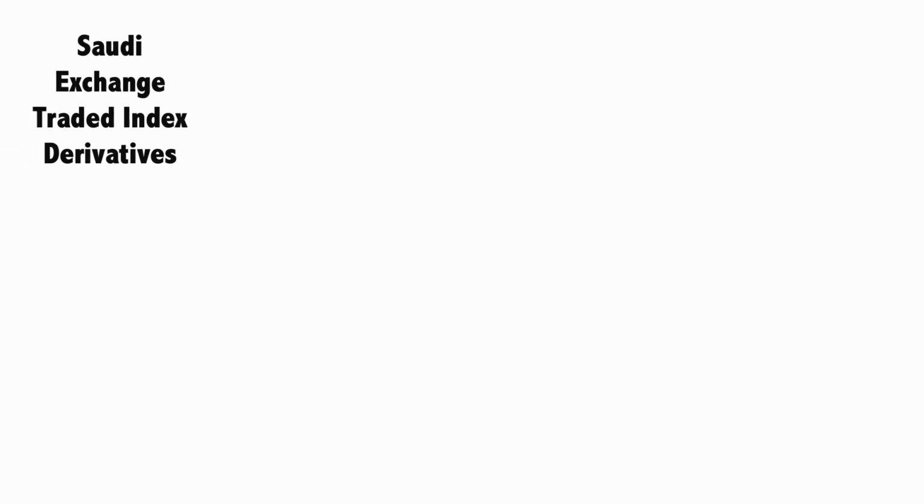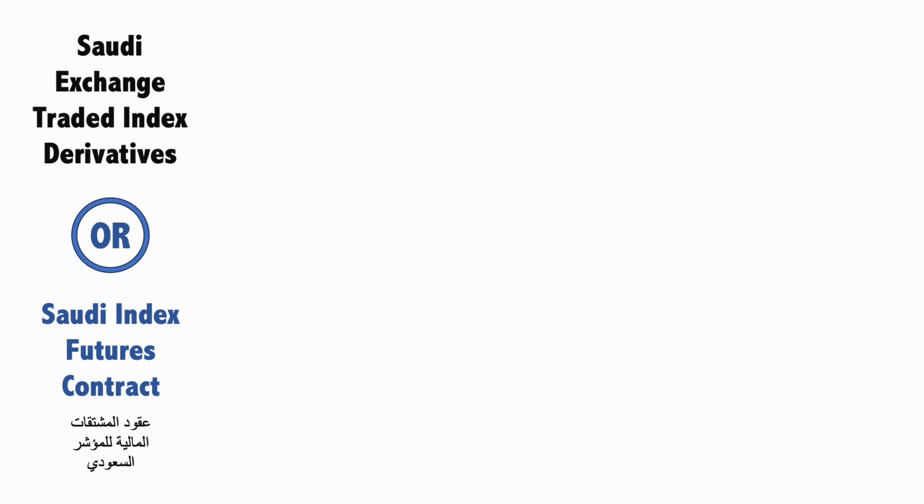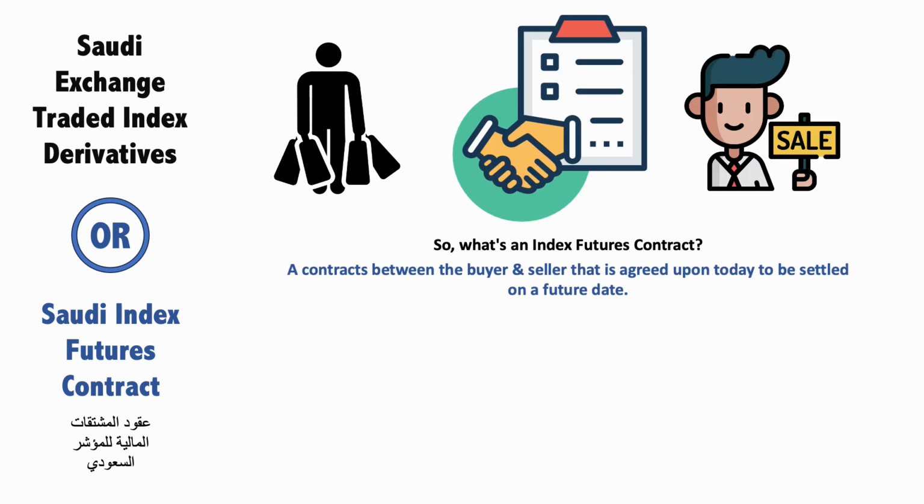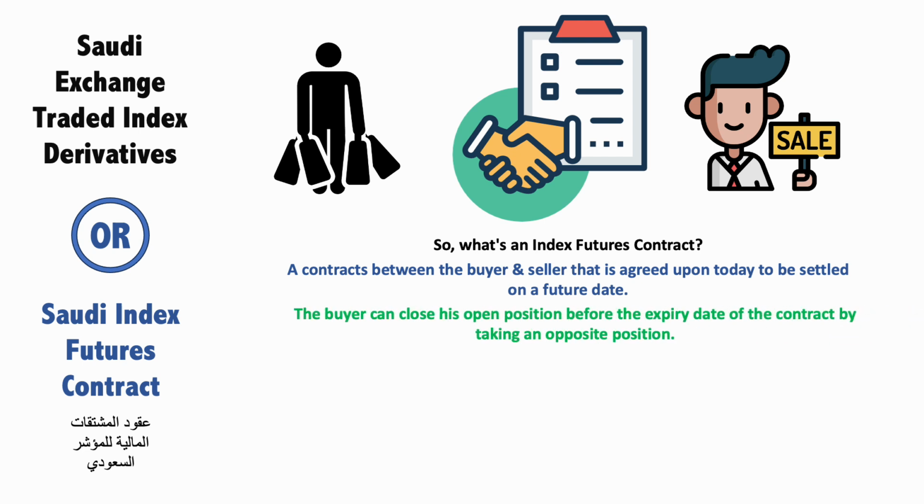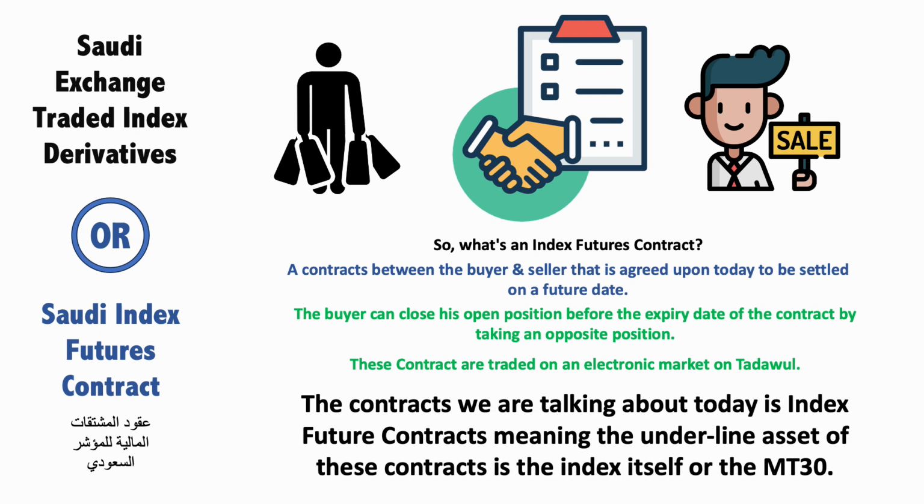Very simple. A Saudi exchange traded index derivative, or the Saudi index future contract, is a contract between a buyer and a seller at a price agreed upon today to be settled at a future price in the future. The buyer can close his open position before the contract actually expires at any time in the future. These contracts are traded on the electronic exchange made by our dear Tadawul.